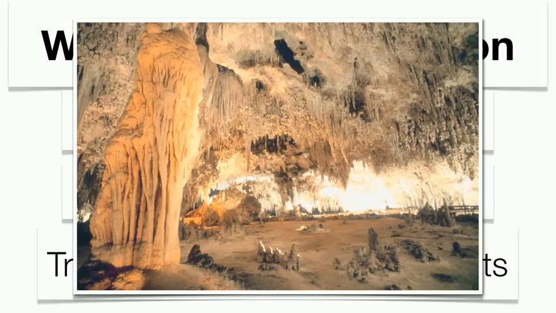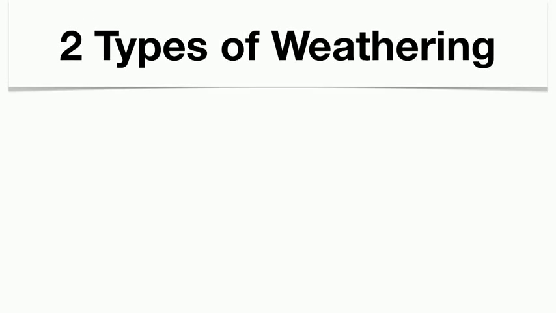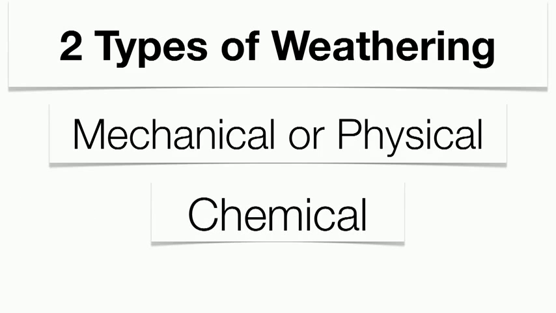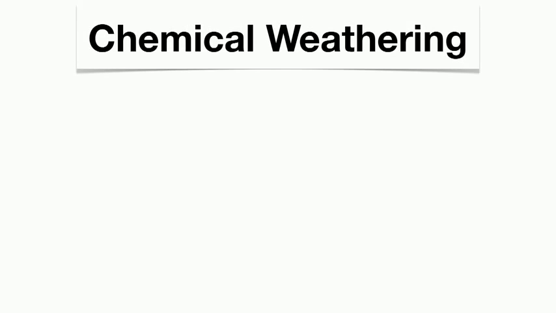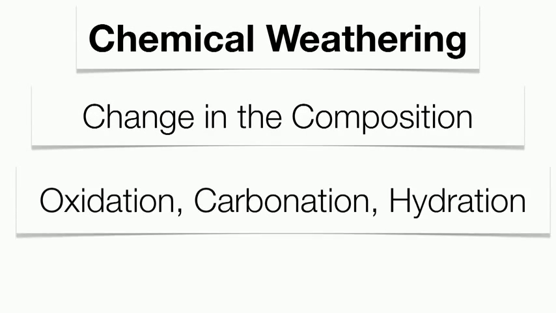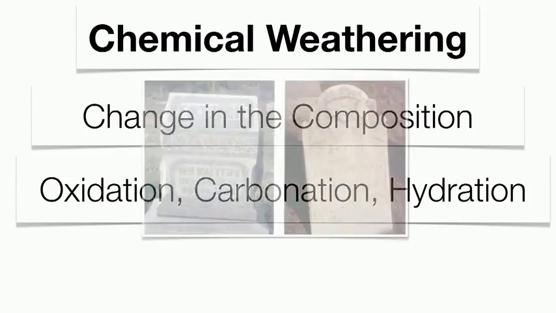Today we're going to simply focus on the chemical change within the rock. We'll talk about some of the features that are created through chemical weathering. Now, like I stated earlier, there are two types of weathering. You have the physical or mechanical, and I already have a podcast created for that one. Today we're going to focus on the chemical aspect of weathering. With chemical weathering, there's a change in the composition of the rock, and there's three ways in which this can happen: oxidation, carbonation, or hydration.